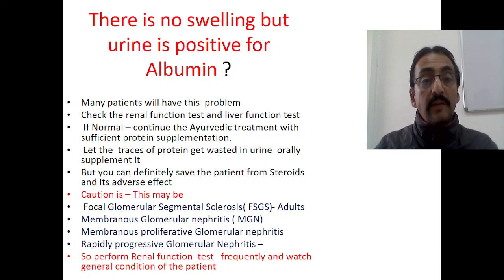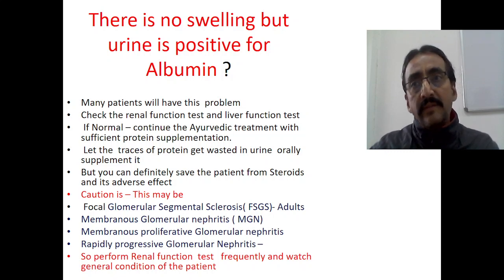The caution is very simple. This may be focal segmental glomerular sclerosis, especially in adults, or membranous glomerulonephritis. The patient will have this problem: there is no swelling, but protein is going on. This may be membranous glomerulonephritis, membranoproliferative glomerulonephritis, or rapidly progressive glomerulonephritis. So don't take it for granted. Frequently check the renal function test. If everything is normal and still traces are going, manage this condition just by giving protein supplementation.